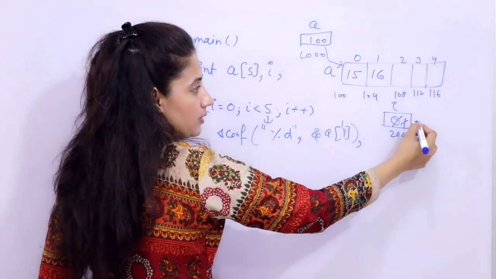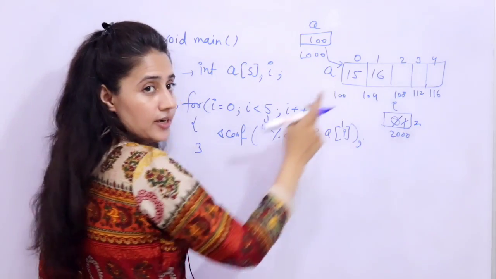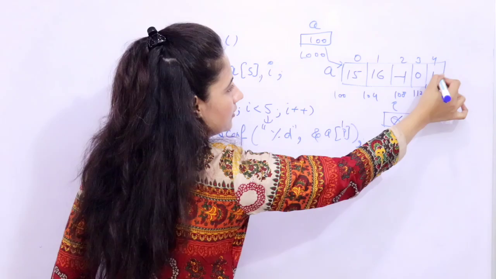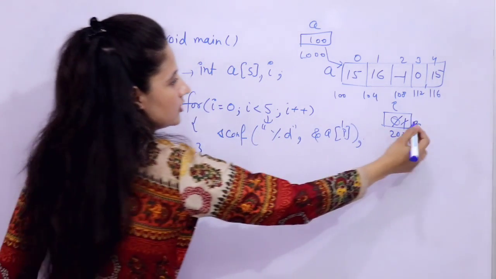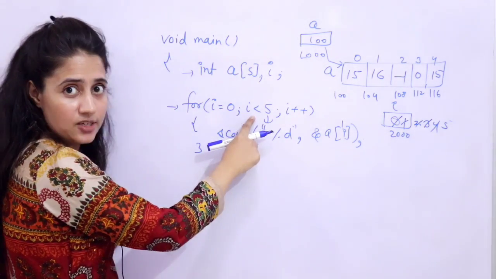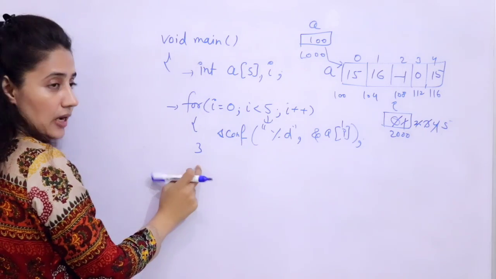Now i plus plus, now i becomes 2. Again the condition is true, and the address of a of 2, this index, is where the data would be stored. Suppose I have entered -1, 0 and 15 again. Like this we have entered the values. Once i becomes 5, is 5 less than 5? No. So it will exit from this for loop and come here.